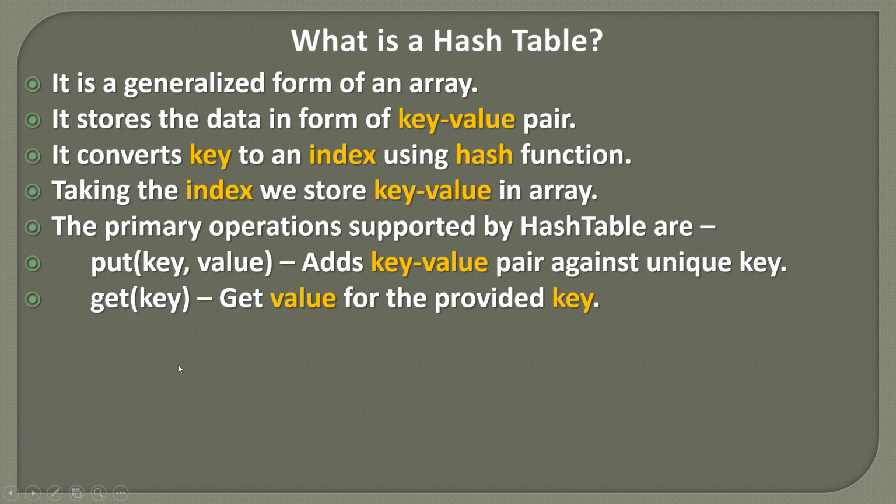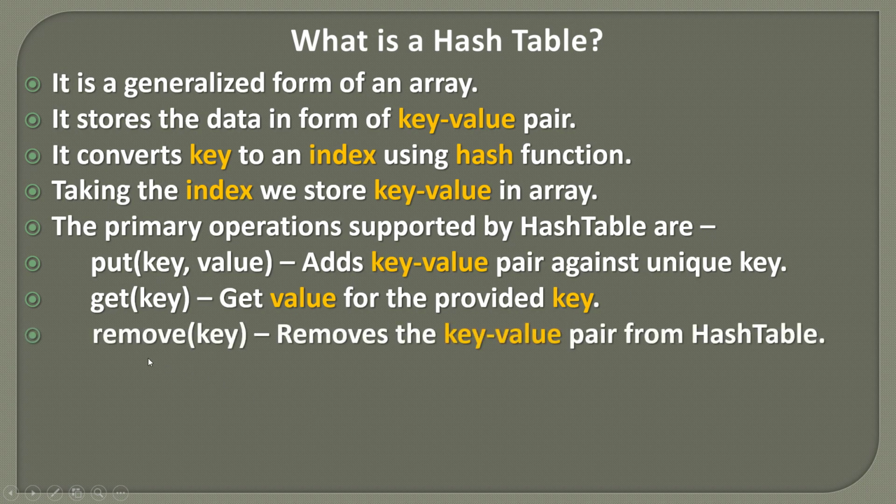Similarly, after storing, when we do get, then the value is returned for the provided key. Here the key goes into the hash function, our index is returned, and based on this index, whatever value is stored in the array is returned for the provided key. The third operation is remove, where we pass the key. It removes the key value pair from the hash table. So these are the three primary operations supported by a hash table.